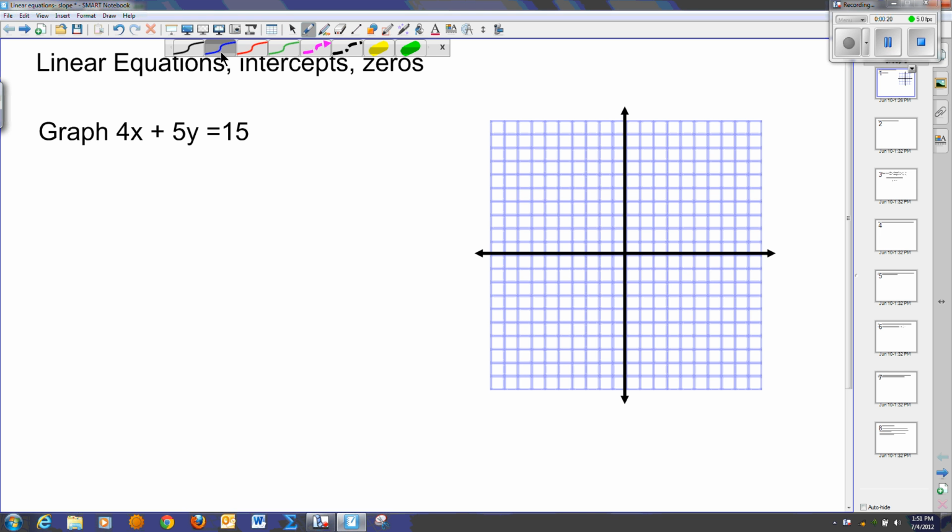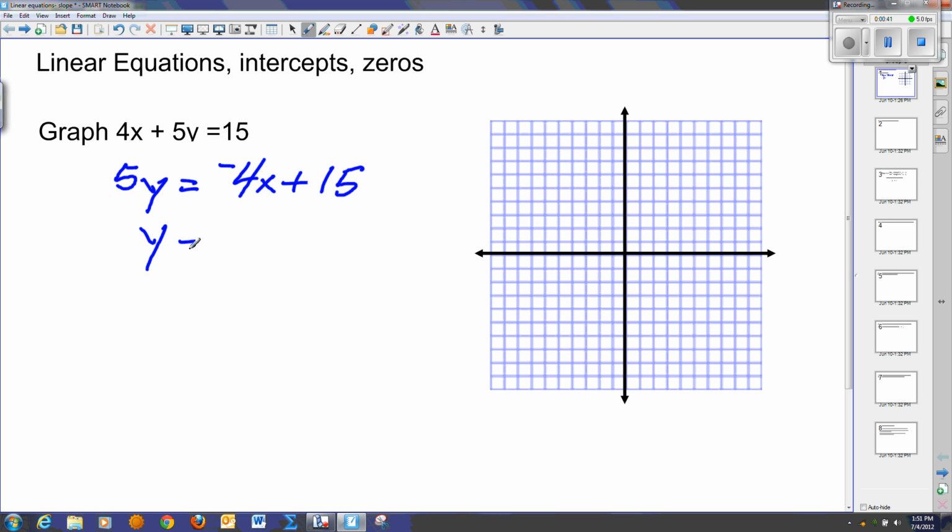I've got 5y equals, I like putting my x's first, negative 4x plus 15. Divide both sides by 5 so we can isolate y. So y is equal to negative 4/5 x plus 3. And then we've got a multitude of ways that we can graph this from here.